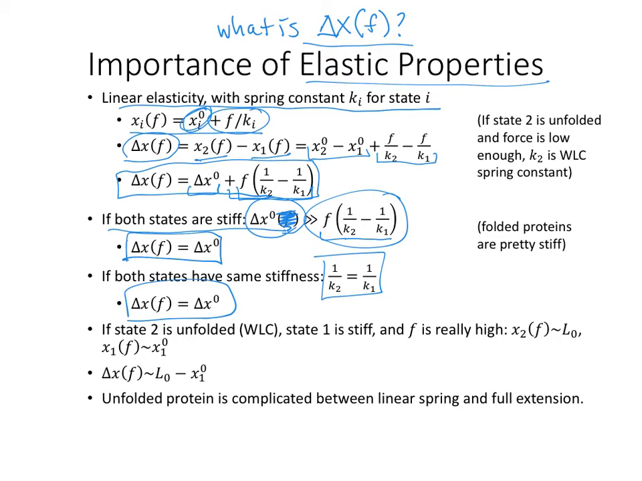Now in contrast, if state 2 is an unfolded worm-like chain, and state 1 is stiff and force is really high, then your state 2 starts to approximate the contour length, and your difference in length is around the contour length minus state 1 in standard conditions. But in between the linear spring approximation of a worm-like chain and full extension, the unfolded protein is complicated and you'll need a numeric solution in all likelihood.